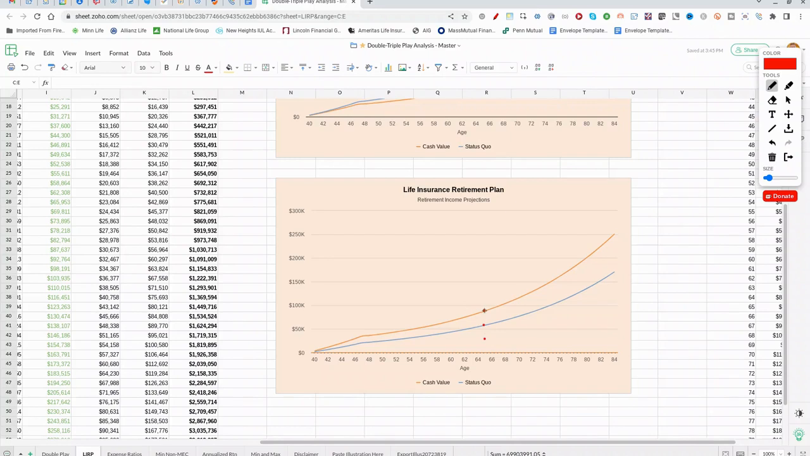All of this is before we're talking about the double play, which is leveraging the cash value of a maximum overfunded life insurance policy to invest in real estate.